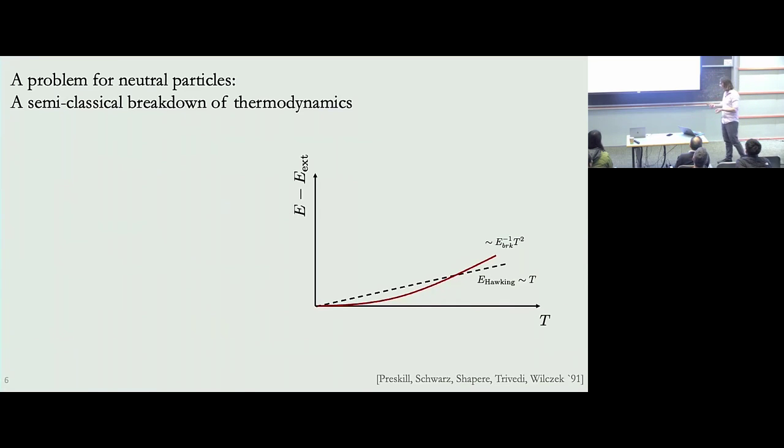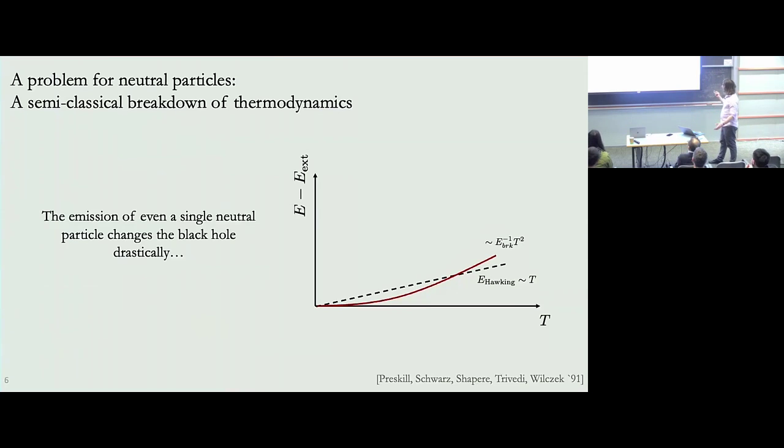So, right as we approach this intersection, if I emit even a single Hawking quantum, the black hole geometry completely changes because I can get much closer to extremality. And if my black hole somehow lands in this region, this process of radiation even stops making sense, because if I truly emit a photon or a particle with this temperature, I would go below extremality. So something must go wrong with the calculation. So as I said, the emission of even a single neutral particle changes the black hole drastically.